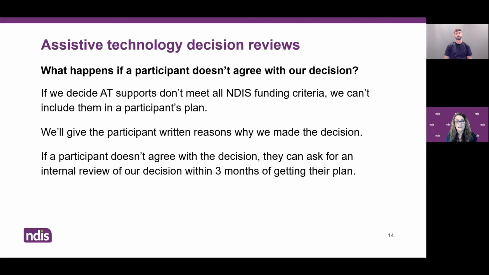If we decide AT supports don't meet all NDIS funding criteria, we can't include them in a participant's plan. We will give the participant written reasons why we made the decision. If a participant doesn't agree with a decision, they can ask for an internal review within 3 months of that decision.